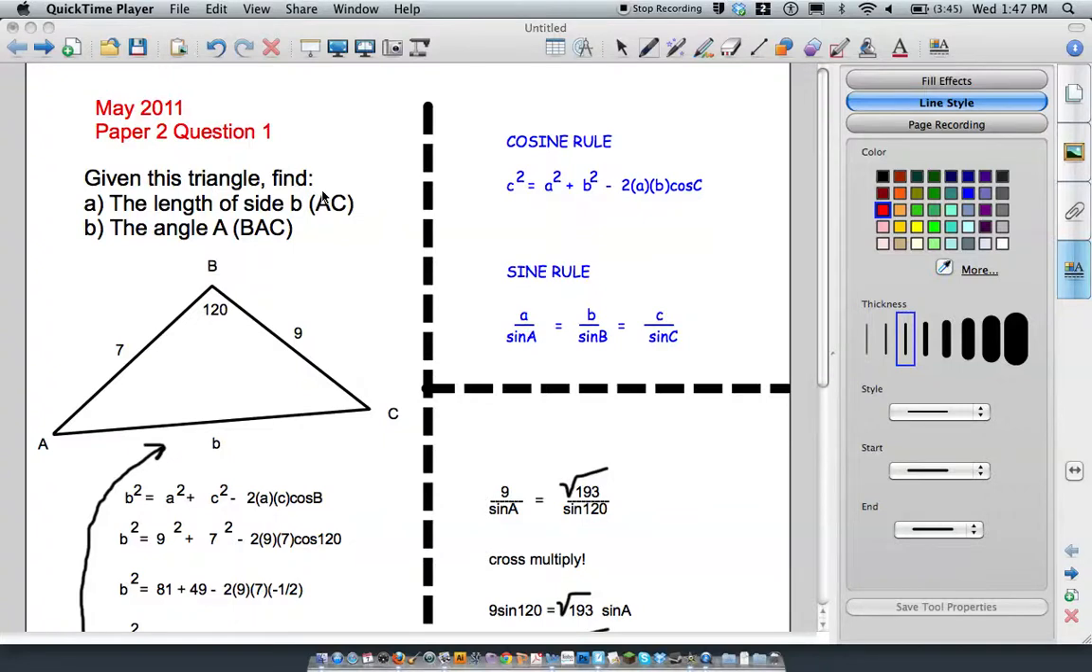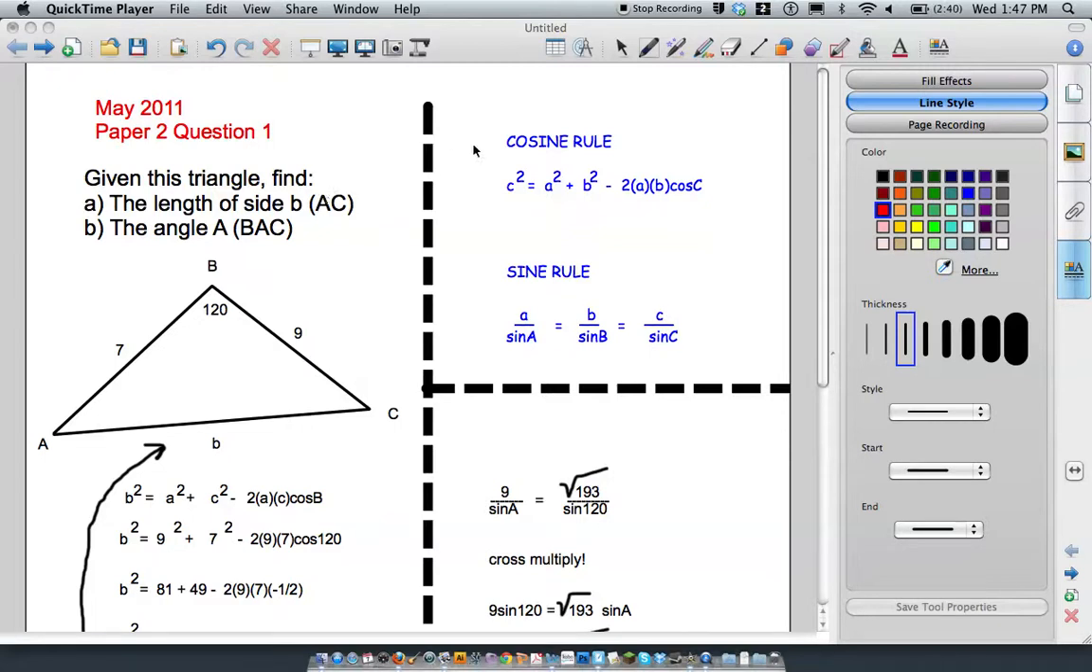So here is a question from the May 2011 exam. It's from paper 2 and it's question 1. So we're given a triangle, as seen here, with 3 sides obviously. 2 of them have values of 7 and 9, and the third one is unknown. And we're given one angle, which is in between the 2 sides with the known values, and that's 120 degrees.